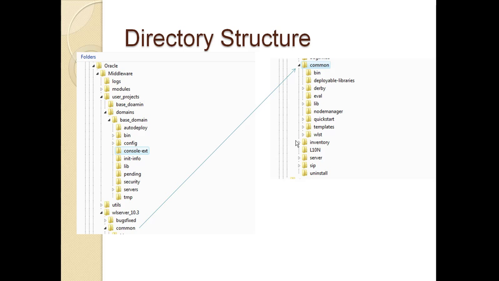So we can see that our directory will start from Oracle middleware. You can install it on C drive or on D drive or any other location where you want to. So the basic directory structure is like C Oracle middleware. Inside middleware you will find logs, modules, user projects, the folder where your domain will be created.